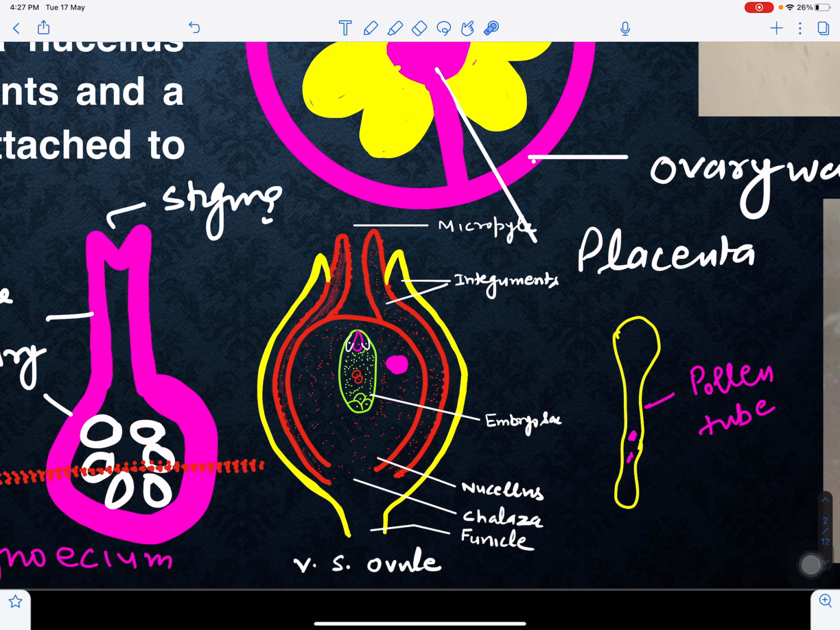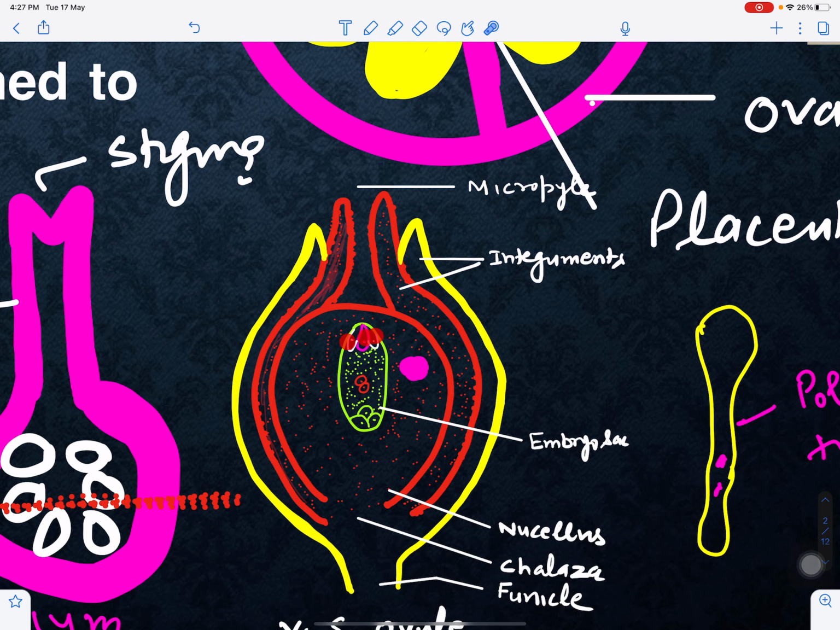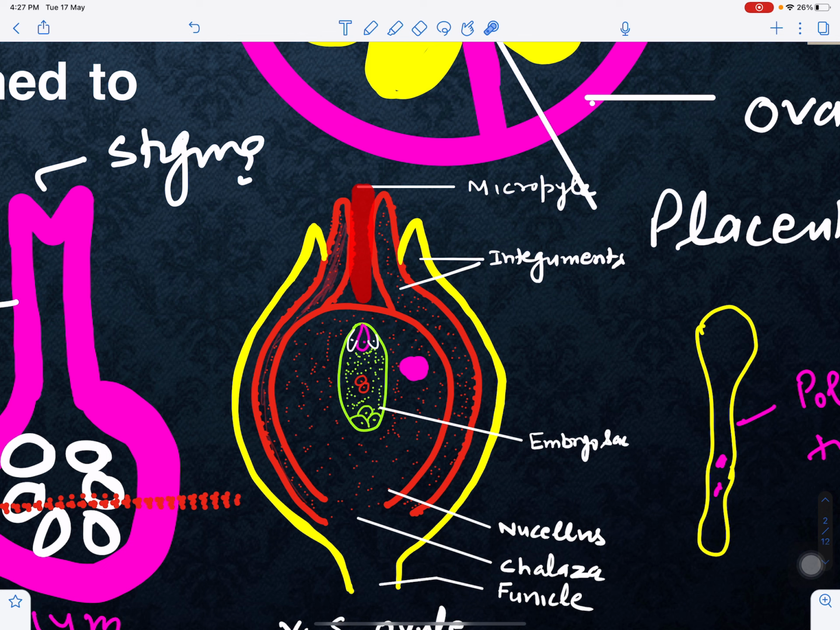This is called as nucellus. Inside nucellus, this part is called as embryo sac. Embryo sac has egg, then synergids, antipodal cells. These are two polar nuclei. And this nucellus, very important, this is covered by integuments. This is inner integument and this is the outer integument. On one side, this part is open, so this is not covered by integument. This is called as micropyle, and this opposite part is called as chalaza, and this is the stalk of the ovule.